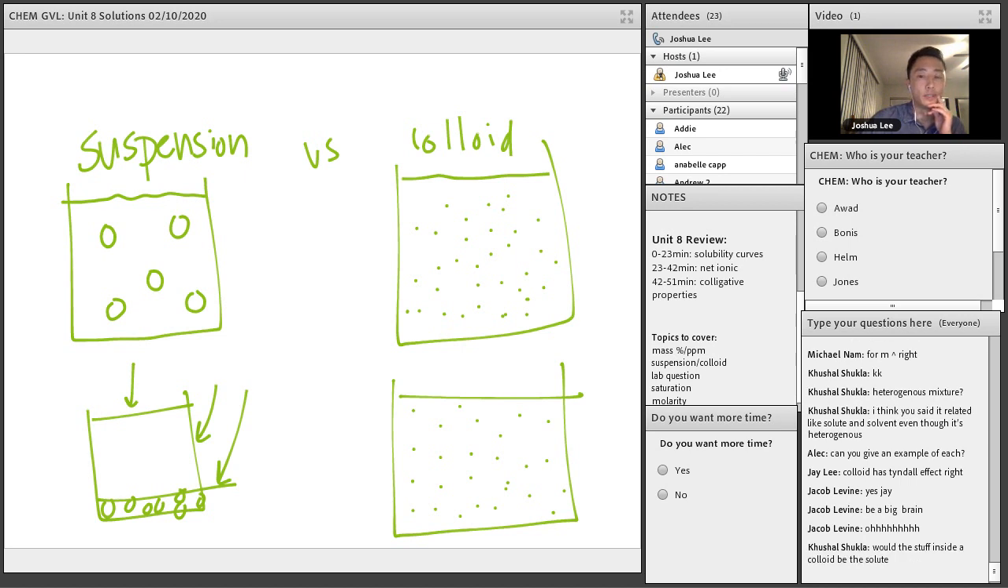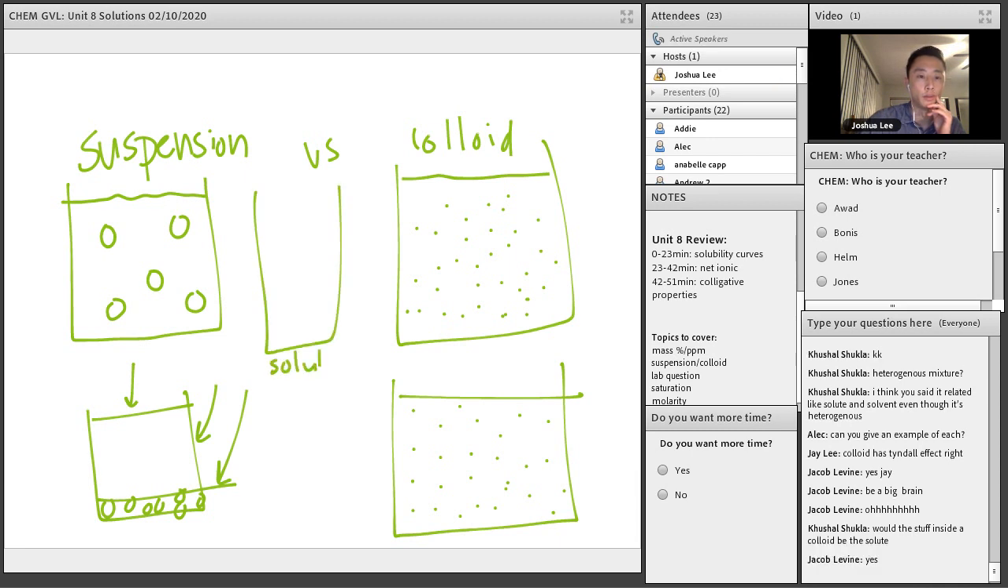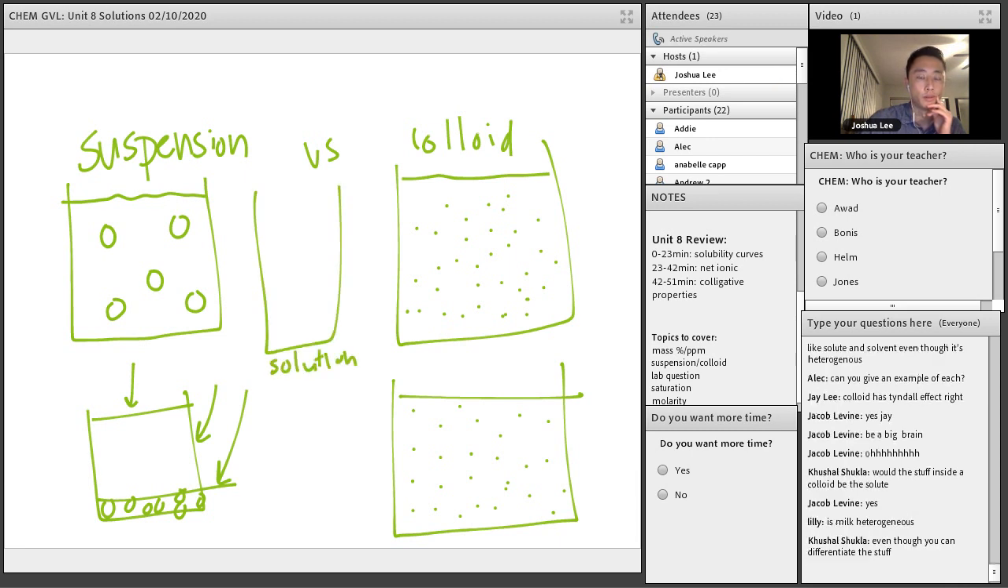And for this stuff, if you shoot like a laser light through it, or let's say we have a solution in the middle, and then we shoot a light through it.